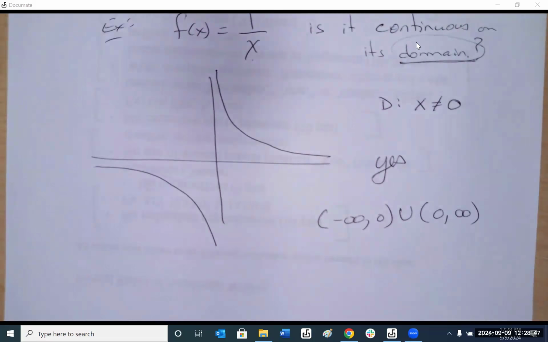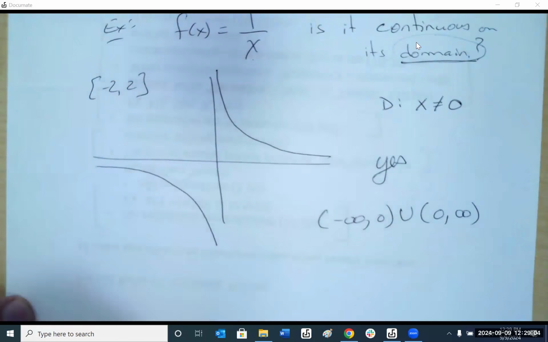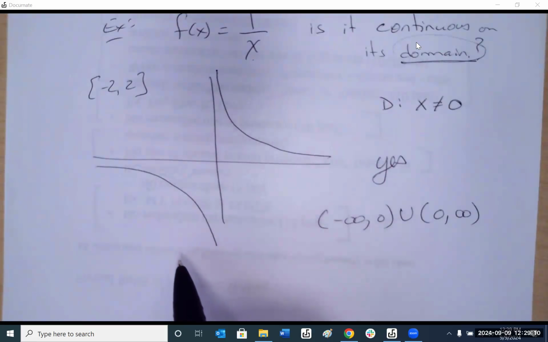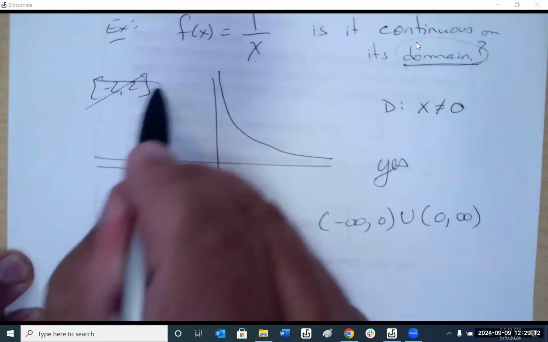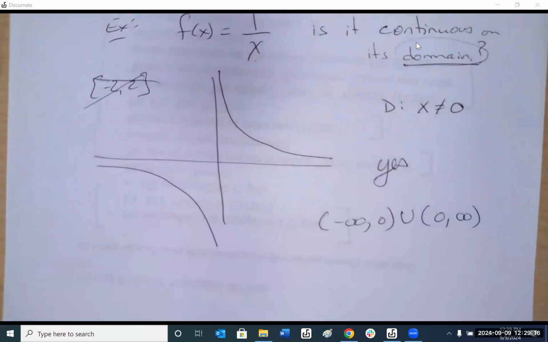Now this kind of seems like you're getting to the nitpicky stuff, but the definitions are very important. What does continuity mean? It's continuous on its domain. If I define the domain as negative 2 to 2, then the answer is no, because zero is inside that domain. But since I simply said the domain is anything except zero, the answer is yes.